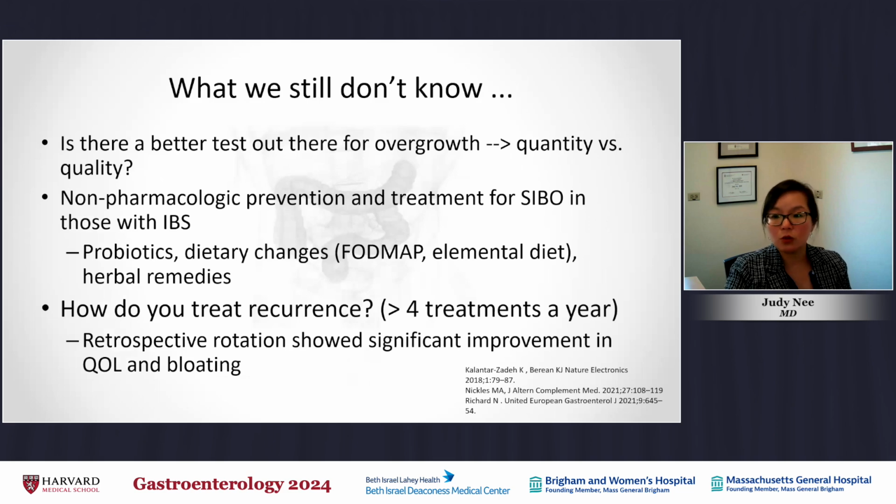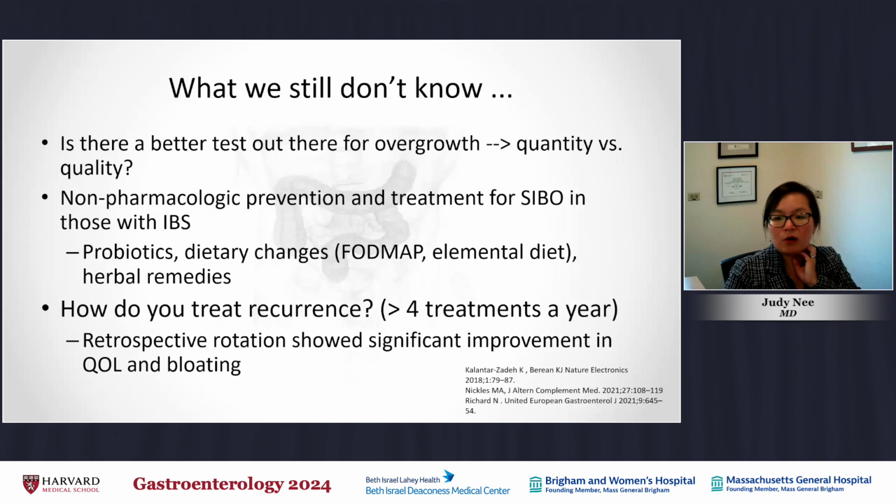We still don't know a lot. And that's the limitation of our research and our just more drive that we have to look into a lot of these questions. Is there a better test out there besides breath test? Are we actually looking at the wrong thing? It's not quantity, it's quality.